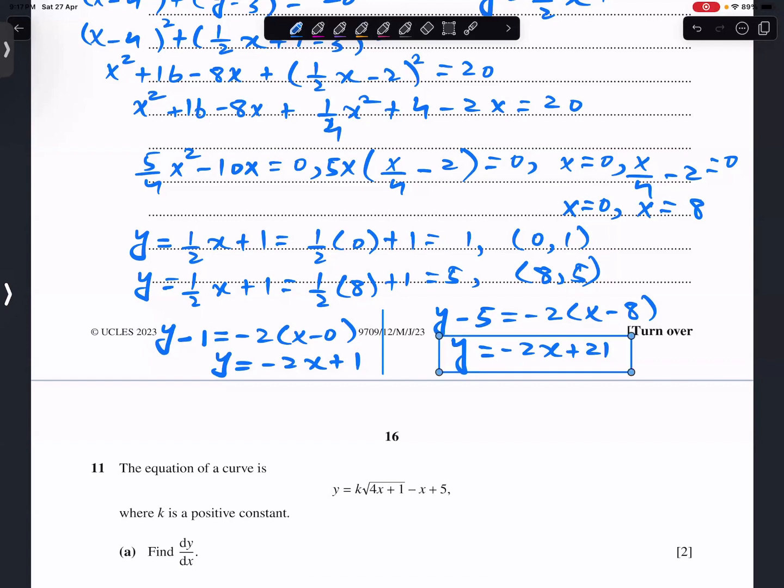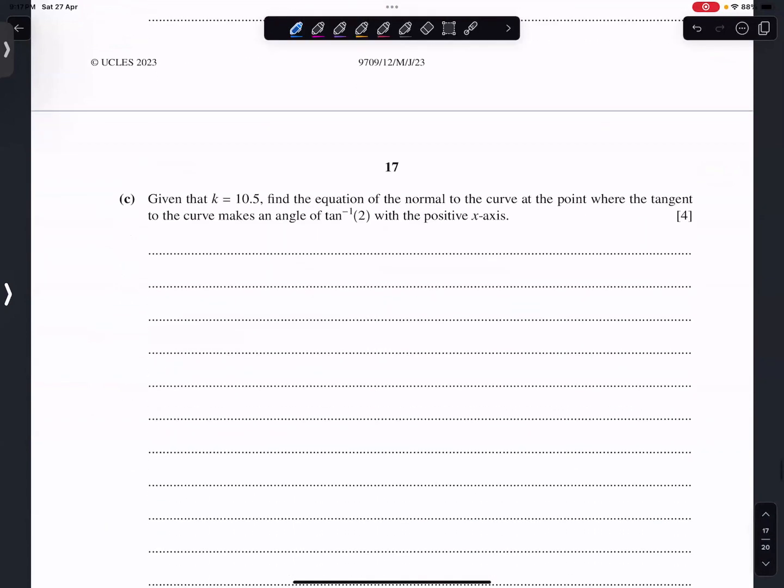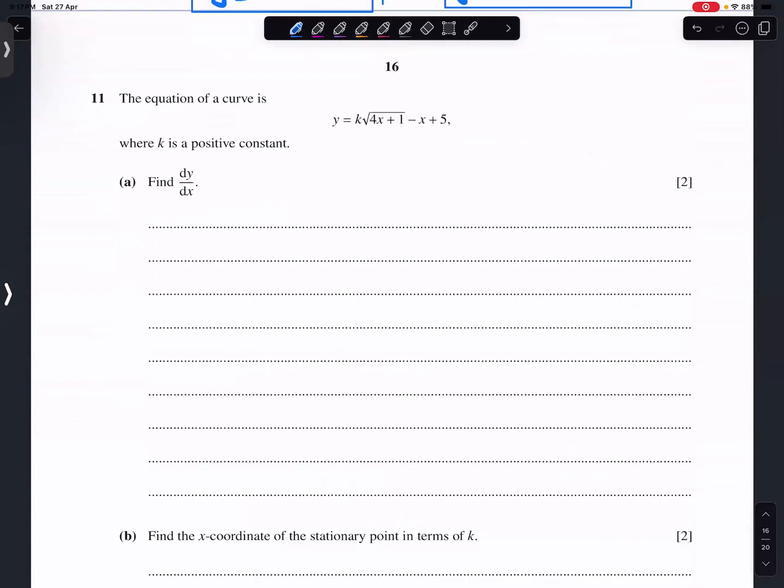This is, by the way, an important and difficult part. Next, students, this is very, very interesting because it has a C part, which will give you some interesting concepts. The equation of a curve is given where k is a positive constant. Find its derivative. So dy by dx will be k times 1 over 2 (4x plus 1) power minus 1 over 2, into 4x minus 1.